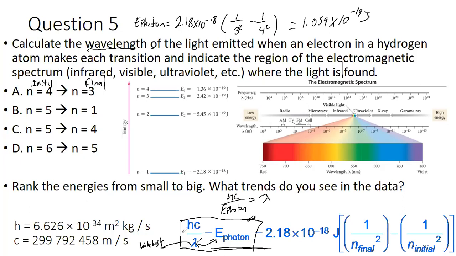Because all I did, just so you know, is I multiplied lambda by each side of the equation, and then I divided each side of the equation by E photon to get my new equation here.